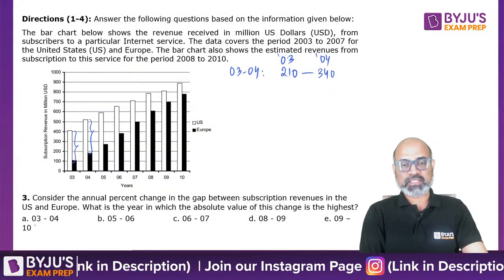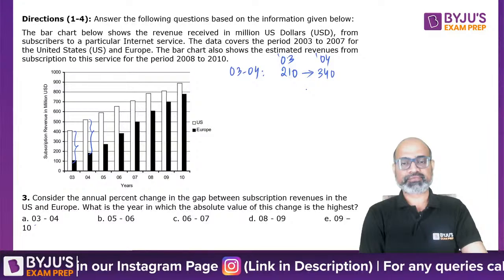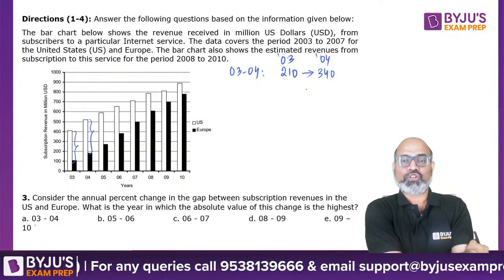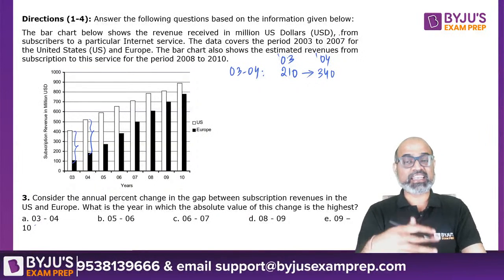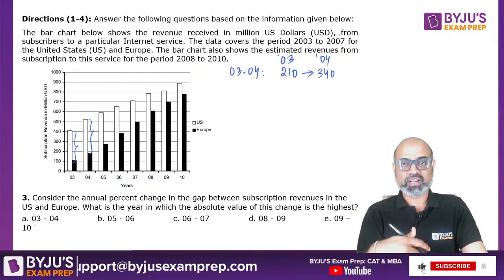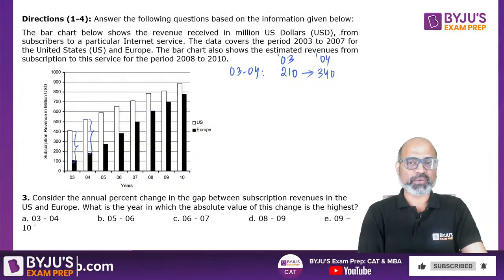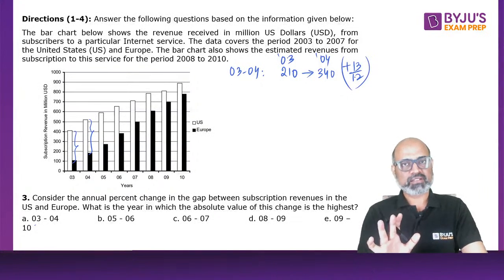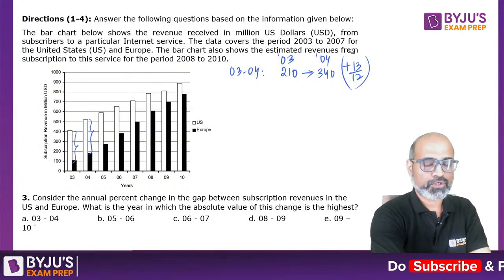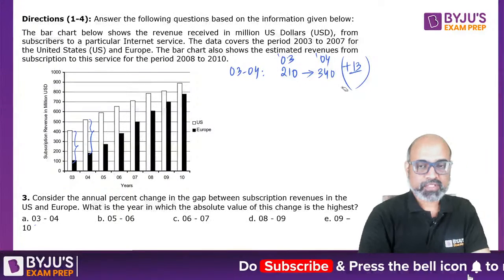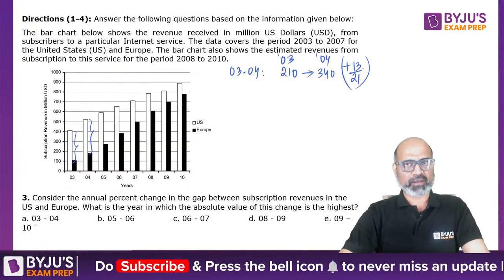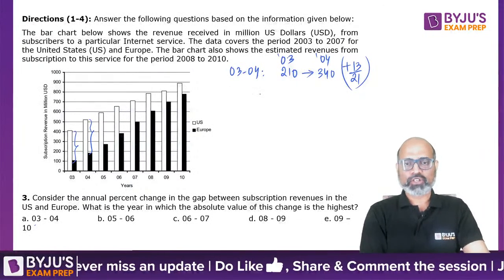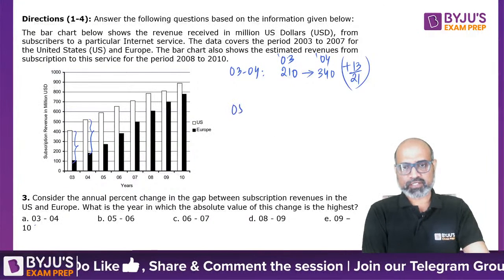Now we have to calculate the percentage change, right? So what is the percentage change? Can I say this increased by 130 over 210, which is an increase of 13 over 21. This is the percentage increase that is happening. Sorry, 13 over 21, not 12. Now what is 13 over 21? We don't care about the value right now because we are going to compare once we are done calculating at least one more. So let's look at 2005 and 2006.